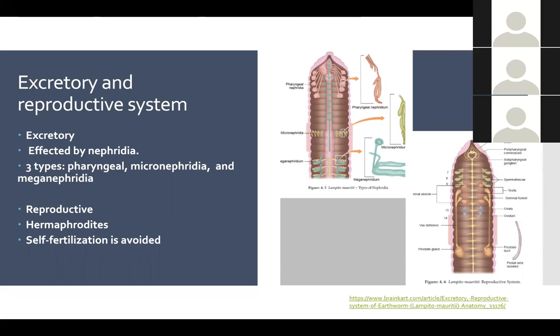The reproductive system: earthworms are hermaphrodites, meaning they have male and female reproductive organs. Self-fertilization is avoided as their 2 sex organs mature at different times. The sperm develops earlier than the production of ovaries.